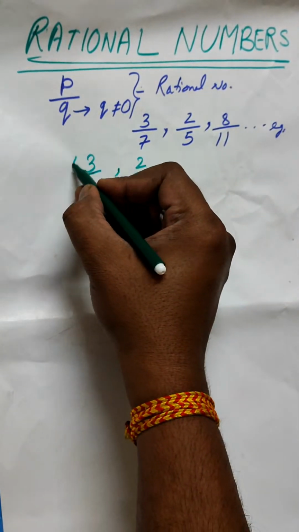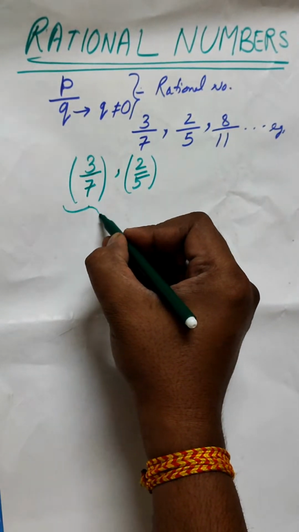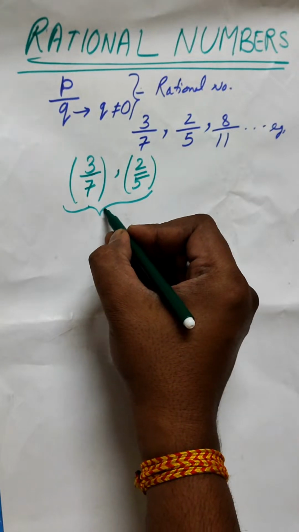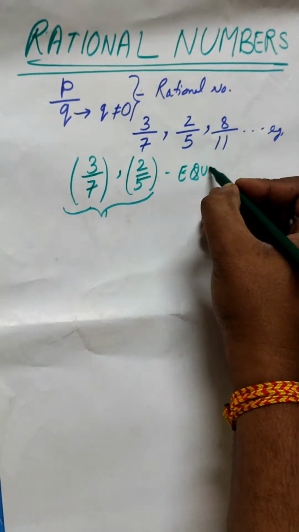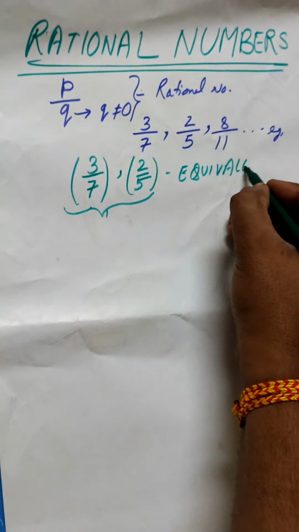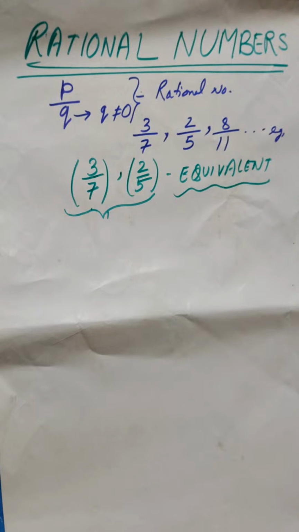If you compare both the rational numbers and try to convert them into equivalent rational numbers, what to do?